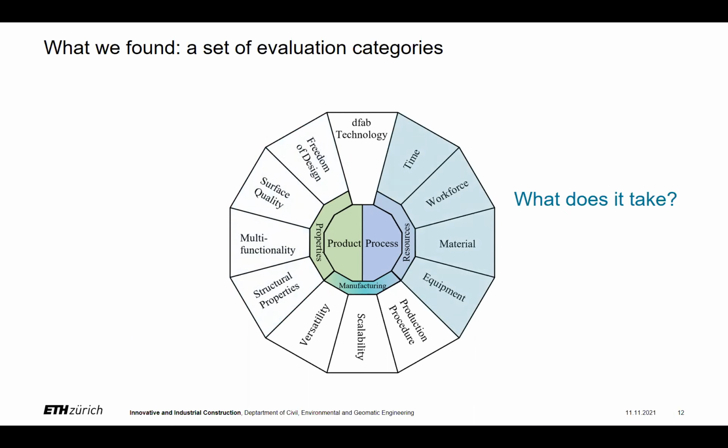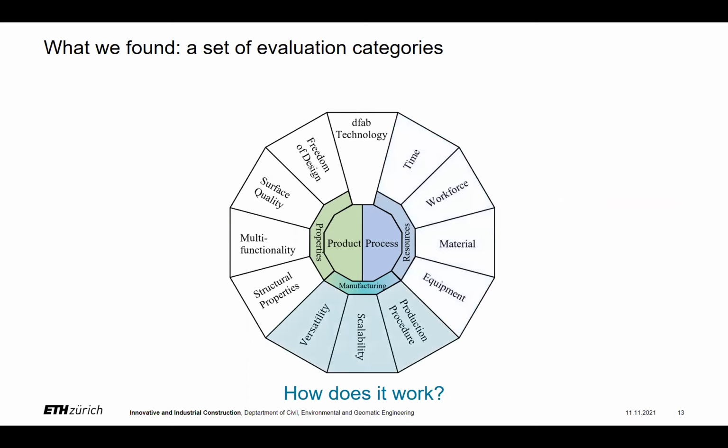The second group is the resources. Responding to the question, what does it take to use this technology? In terms of time, in terms of workforce, is it highly automated, or are there lots of man hours required? What kind of material and how much do we need? And actually, very importantly, what kind of equipment do we have to buy and set into operation to use the technology?